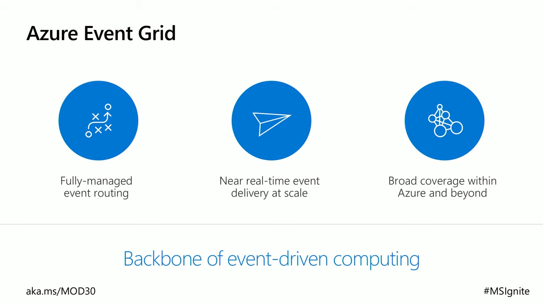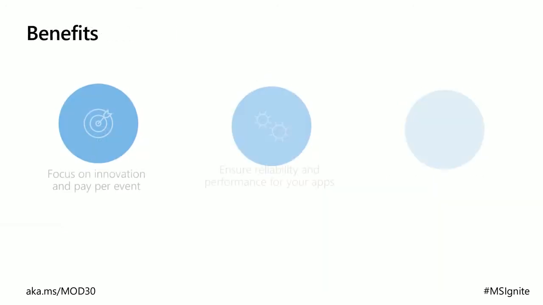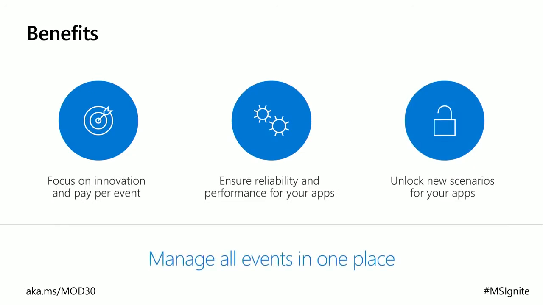So what I mean by beyond is you can actually integrate it with things outside of the cloud. If you have an on-prem process you're using, you can do that as well. You don't have to have everything in the cloud to make Event Grid work. Event Grid is basically triggered by any kind of event. You can focus on innovation.